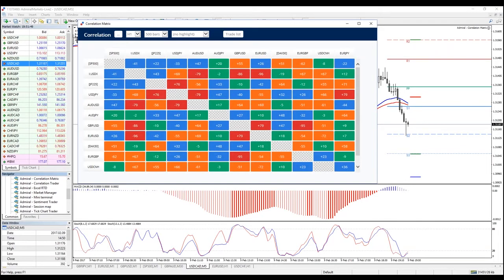So let's say, for example, for the correlation table, do we have euro GBP? I will use euro GBP and pound dollar. You see, guys, minus 95 correlation. It means those pairs are negatively correlated, so they move in completely opposite directions.